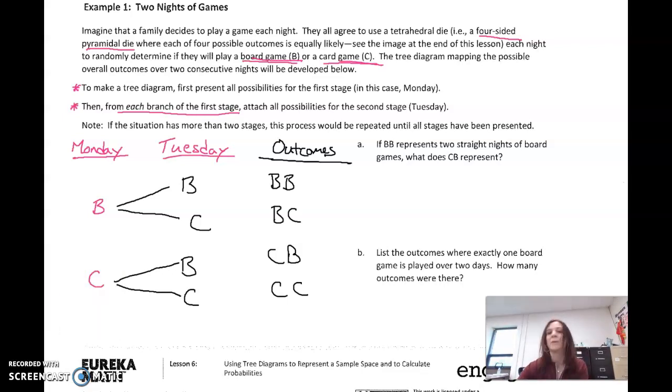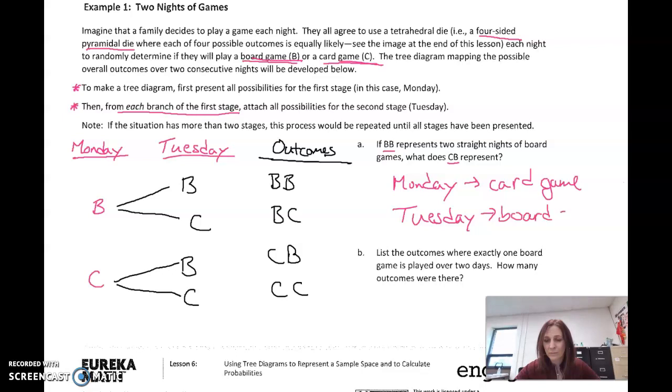So, if BB represents 2 straight nights of board games, what does CB represent? Well, CB would be card game on Monday, right? C comes first. Monday, card game, right? And then Tuesday, board game. So when we write this stuff, we have to know what it means. Board game on Monday, board game on Tuesday; board game on Monday, card game on Tuesday, and so forth. It says list the outcomes.